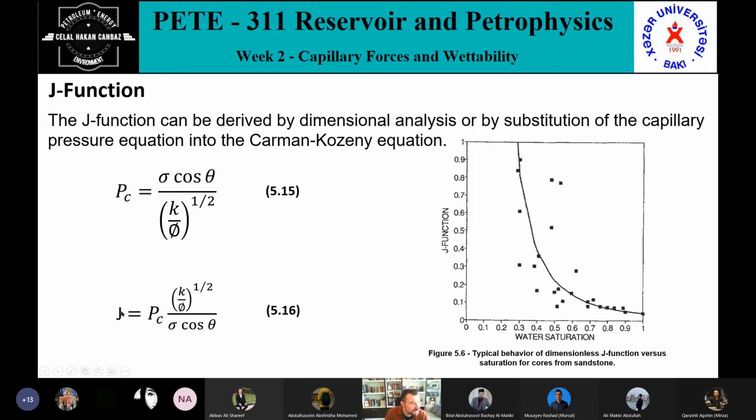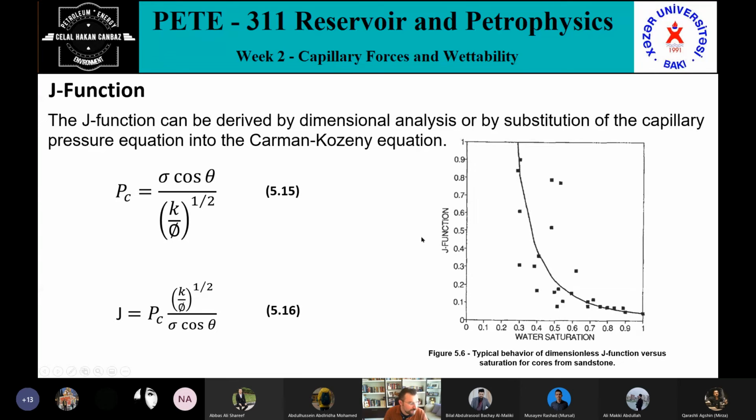So the J function formula will be the capillary pressure, which has been given to you and described previously, times the permeability divided by the porosity, with the square root of these, and divided by your interfacial tension and cos theta. This is the formulation.